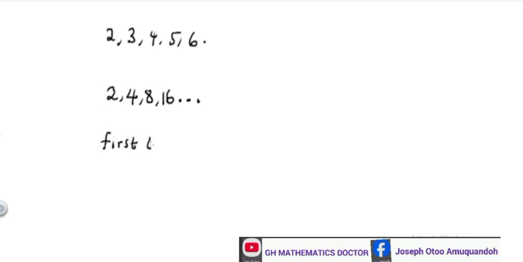We are going to look at the first term of the progression. So the first term is taken as a, and let's look at the common ratio, which is taken as r. So wherever you see r, it is the common ratio, and a is the first term. Let's look at the first example.